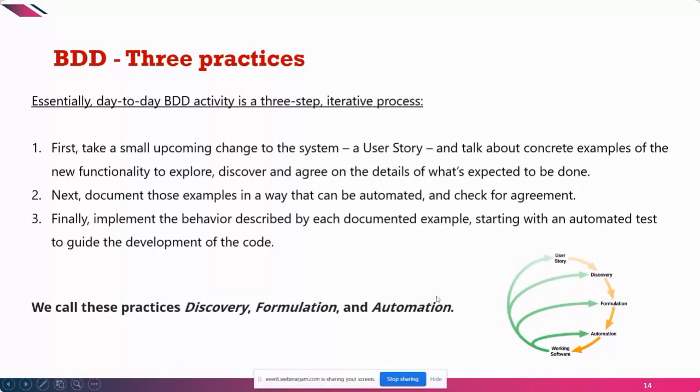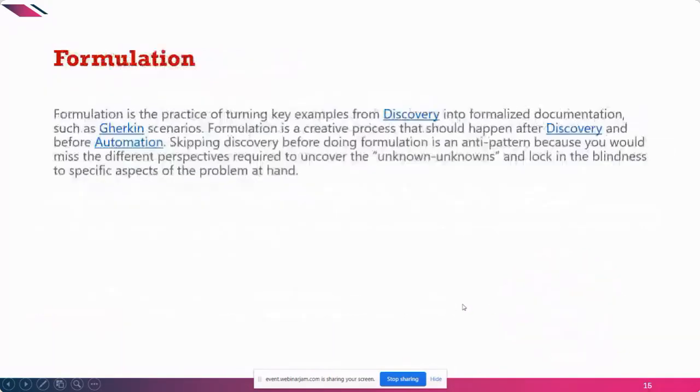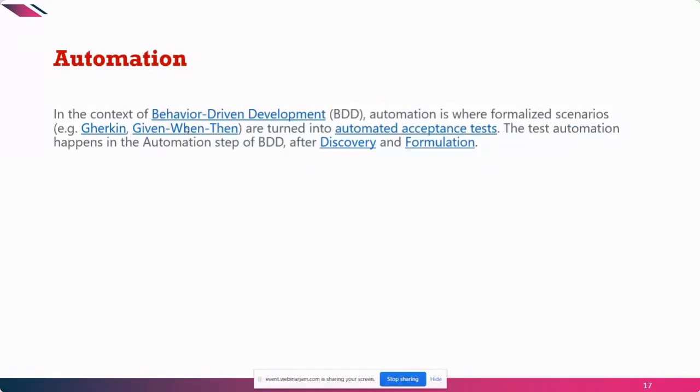Formulation is basically about documenting your requirement in the form of Gherkin language, right? Formulation is a practice of turning key examples from discovery into formalized documentation, such as Gherkin scenarios and so on. So that's called formulation. And automation. Whatever we have written in the Gherkin language, we will be automating, right? So those are the three different phases of the BDD approach.